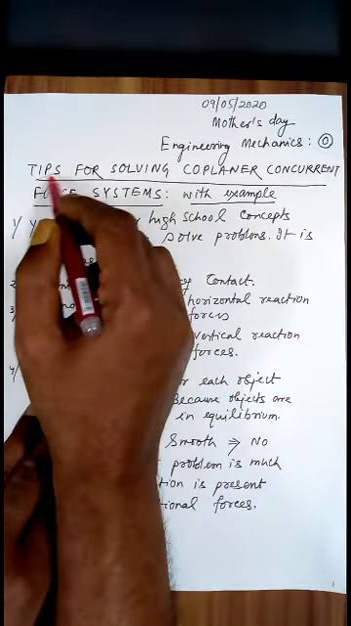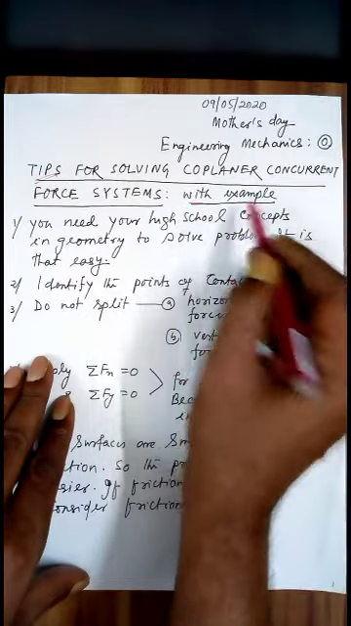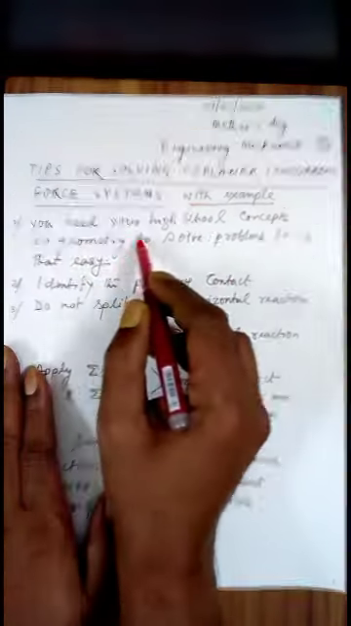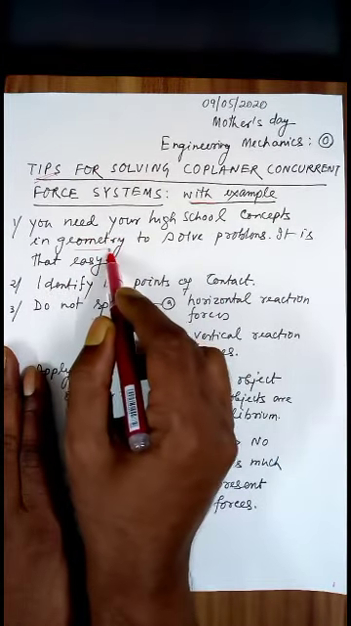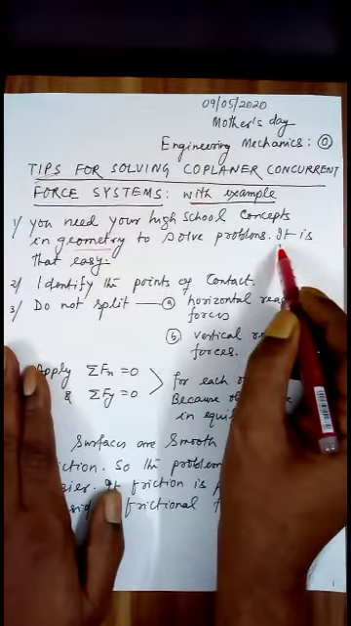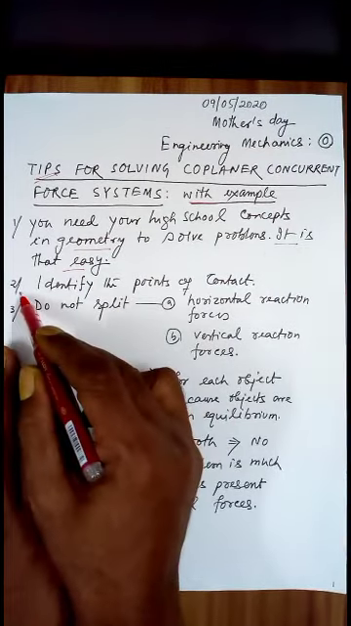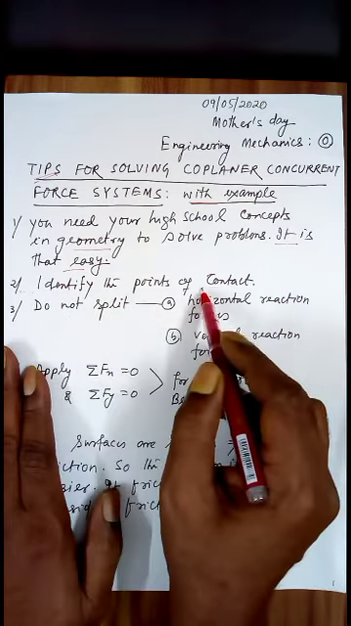Now I call it tips for solving coplanar concurrent force systems, with examples I will give. What you have to do is, first of all, you just need your high school concept in geometry to solve problems of this kind. It is that easy, right? Second, identify the points of contact.